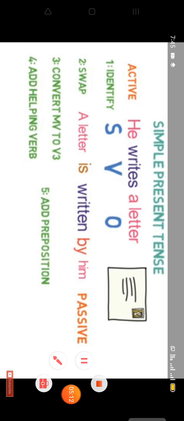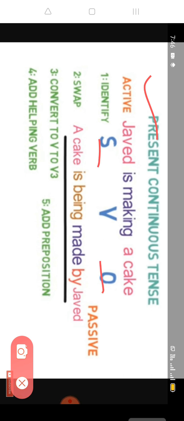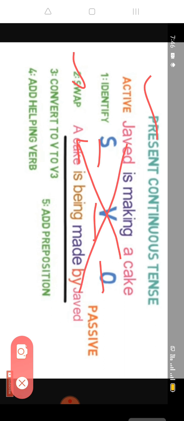Now, the next tense, you can see here, is present continuous tense. And the sentence is Javed is making a cake. Here, Javed is the subject and a cake is the object. Making is the verb. Students, first of all, we need to swap subject and object. So I have put here cake as a subject and Javed as object. Now, the next step is to convert the verb to third form. It means we have written here in place of making, made.